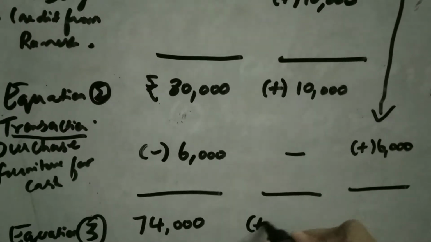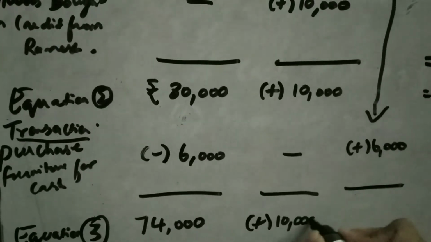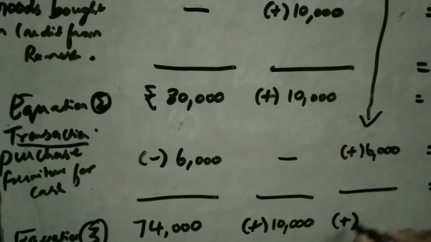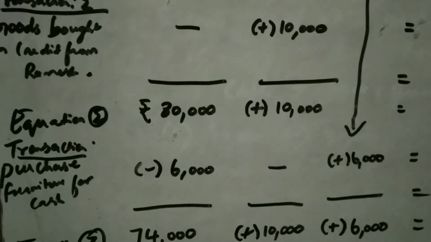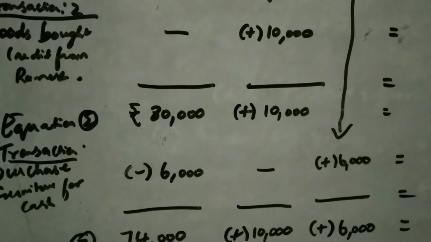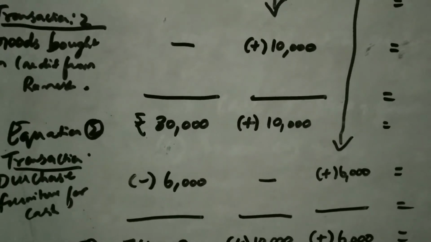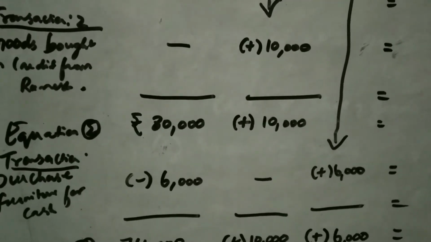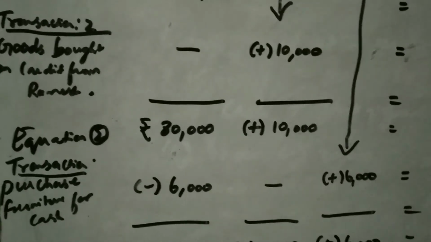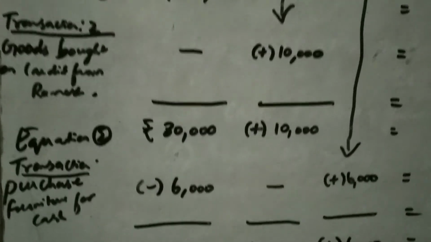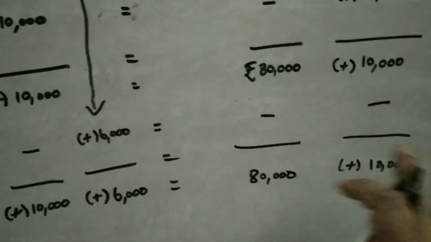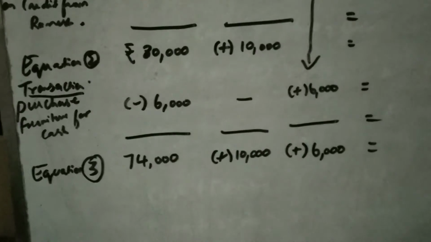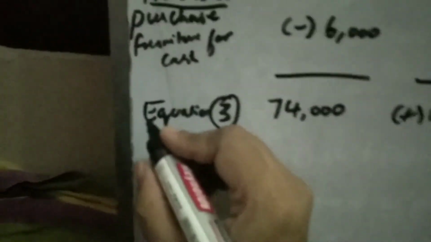And the same 10,000 comes here. Add the 6,000 worth of furniture. On this side, 80,000 and the same 10,000. Now add the LHS. 74,000 plus 10,000, 84,000. 84,000 plus 6,000, 90,000. Similarly, this side, 80,000 plus 10,000, 90,000. Our equation is balanced.